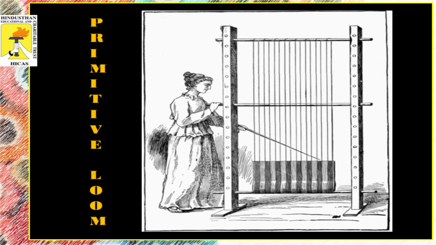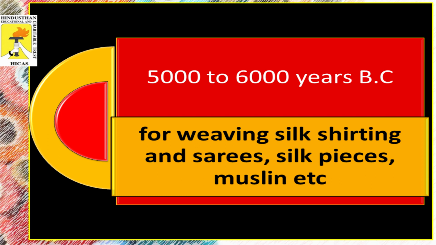Next, this is the primitive loom. This primitive loom was introduced around 5000 to 6000 years ago, and it is used for silk shirting, saris, silk pieces, muslin, etc.